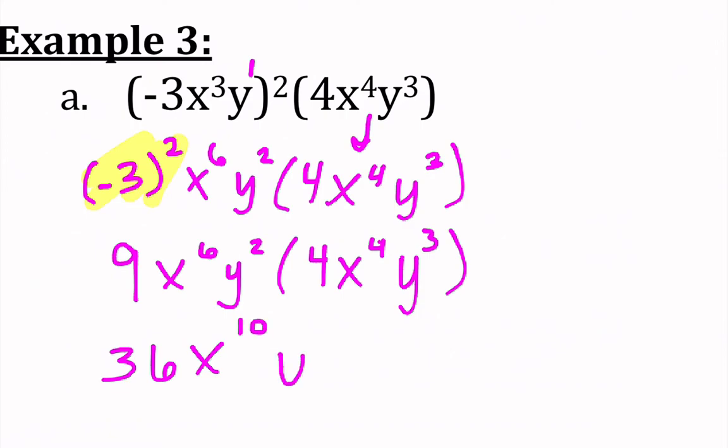Then I'm going to look at my y's. Over here I have y to the 2nd power. Over here I have y to the 3rd power. I know y squared times y to the 3rd is going to give me y to the 5th. We add 2 plus 3 is 5.